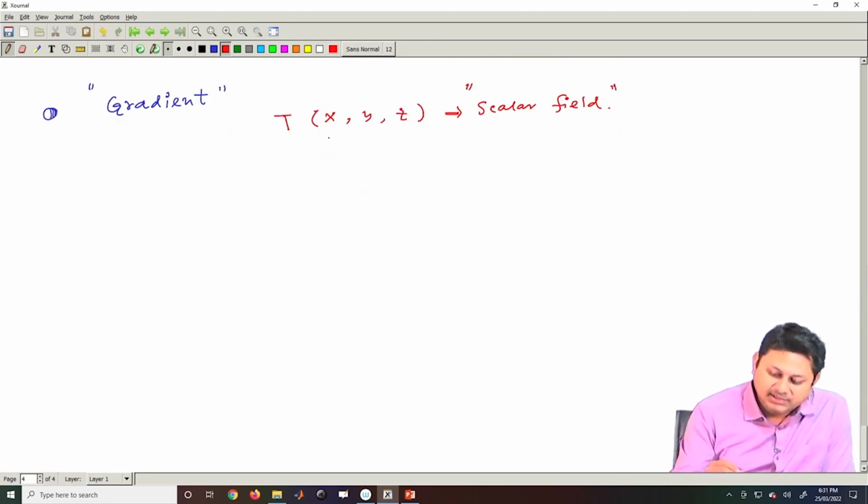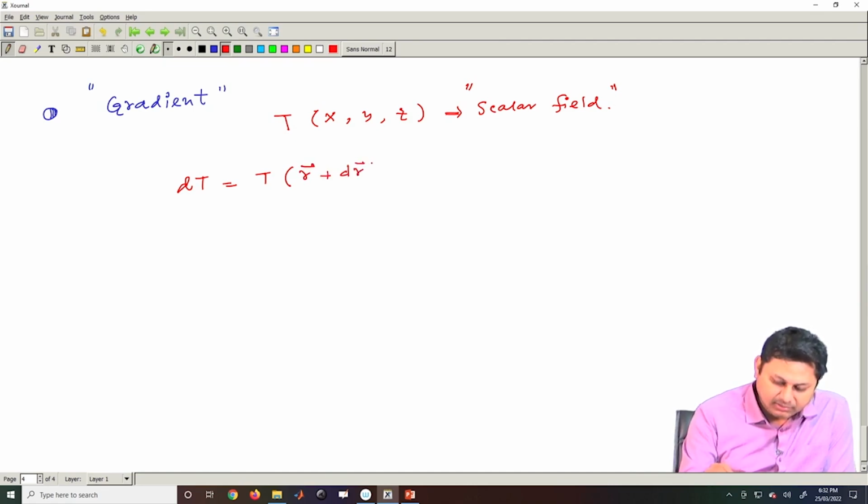Now, x, y, z in the coordinate system can be defined by a position vector, and if the position vector changes, then how this T changes, that is the thing I want to write here. So, dT is a change of this scalar field when we have a slight change from r to r plus dr.